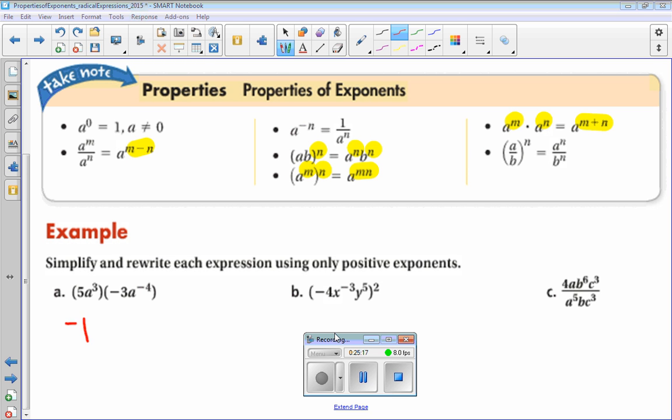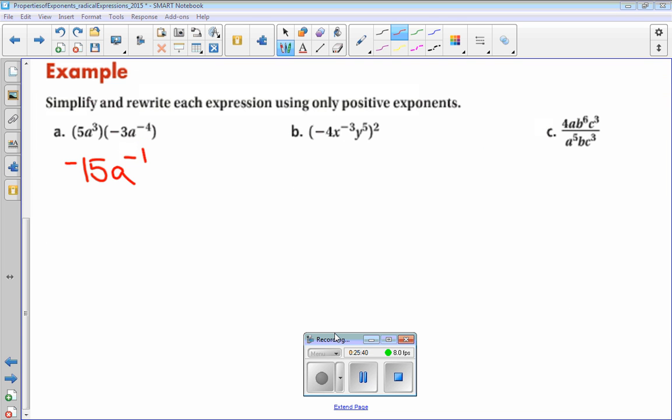-15. And then because these are both a's, what do I do with those exponents? You multiply them. Nope. I add them. 3 minus 4 is -1. We typically don't like there to be negative exponents, so where can I put that to make it a positive exponent? I can put it in the denominator of my fraction and make it a positive exponent. Final answer.